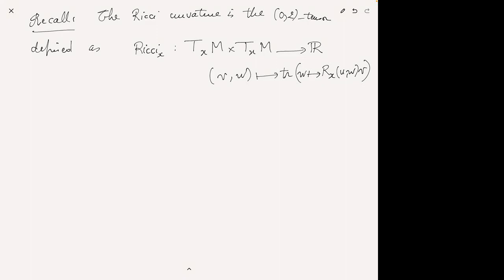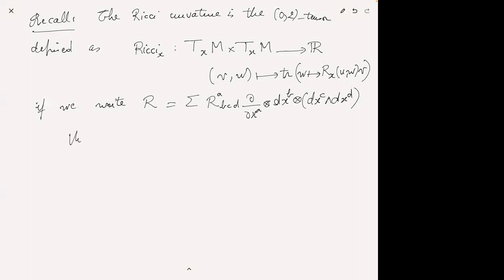And if you write it in local coordinates, it's actually kind of easier. If you write the curvature tensor R as the sum of R_abcd, ∂/∂x_a tensor dx_b tensored with dx_c wedge dx_d. If I write the curvature tensor in terms of coordinates like this, then you can write your Ricci tensor.